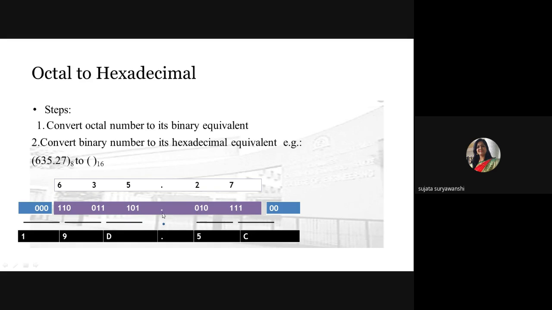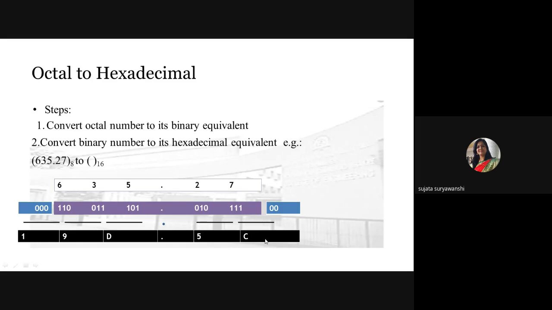Similarly, from the decimal point towards the right side, 0101 is equal to 5. And 1100 is equal to 8 plus 4, which is 12. So 12 is represented by C in a hexadecimal number.